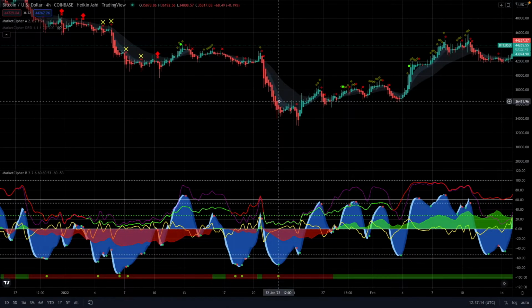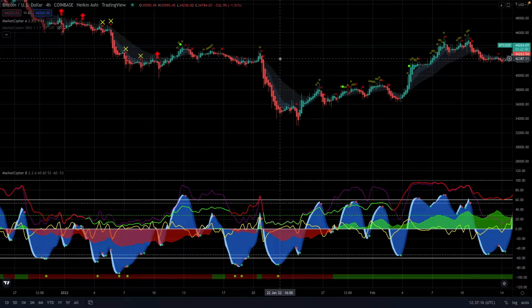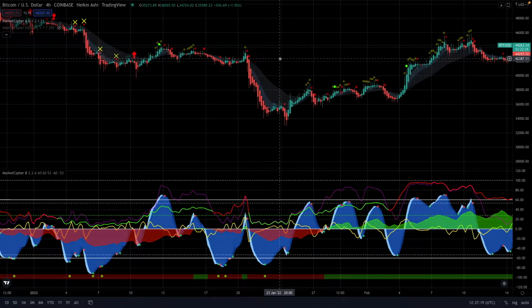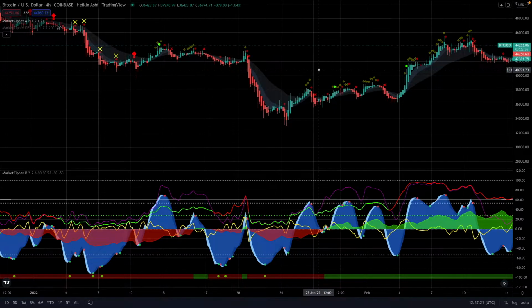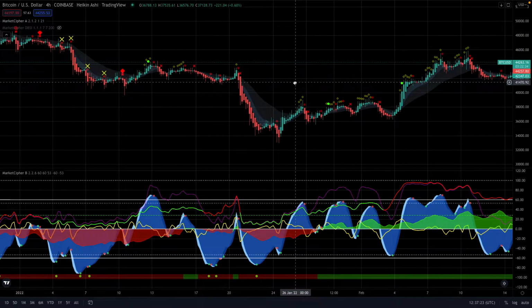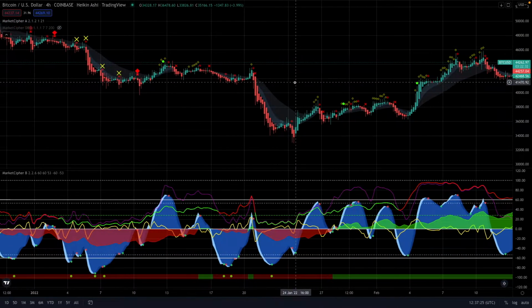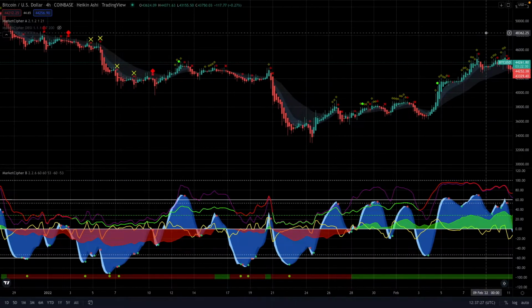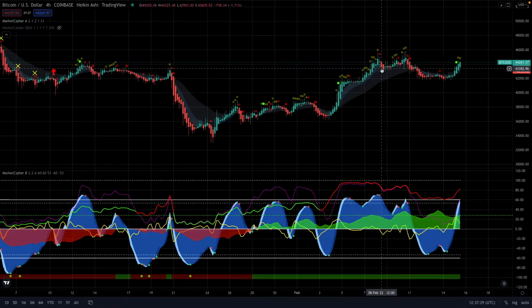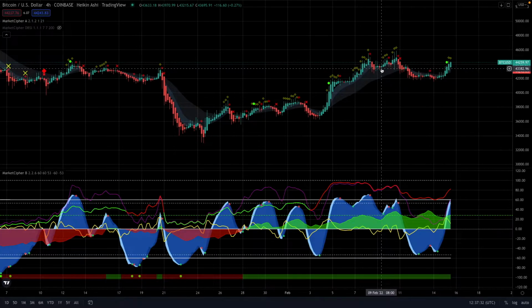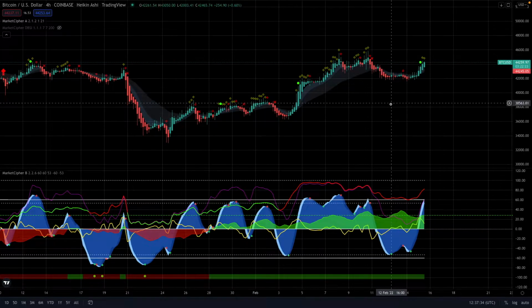Just basic entry levels using Market Cipher: how to find a perfect, or not necessarily a perfect trade, just making it easy to find very obvious or glaring trading entries. So what would I do? Let's say I wanted to enter a market or an asset and trade, what would I do?